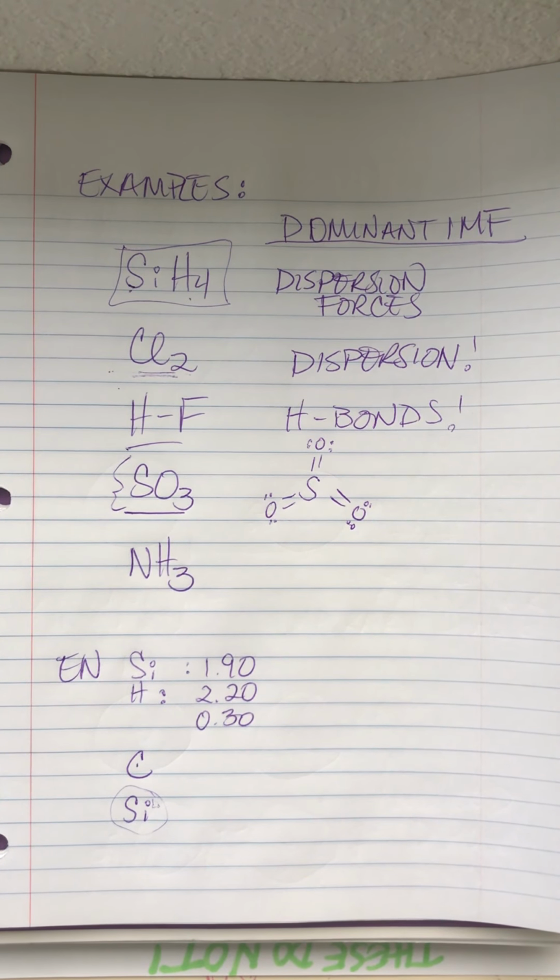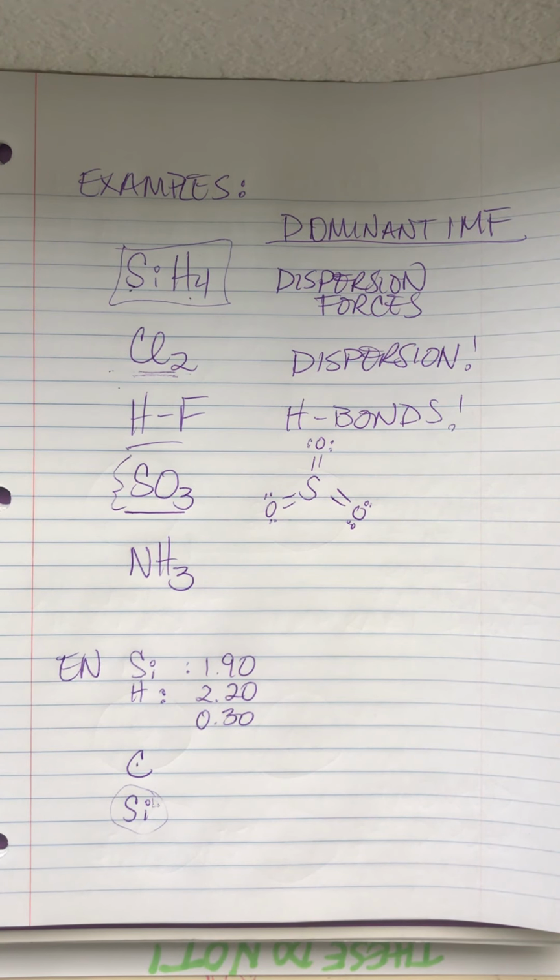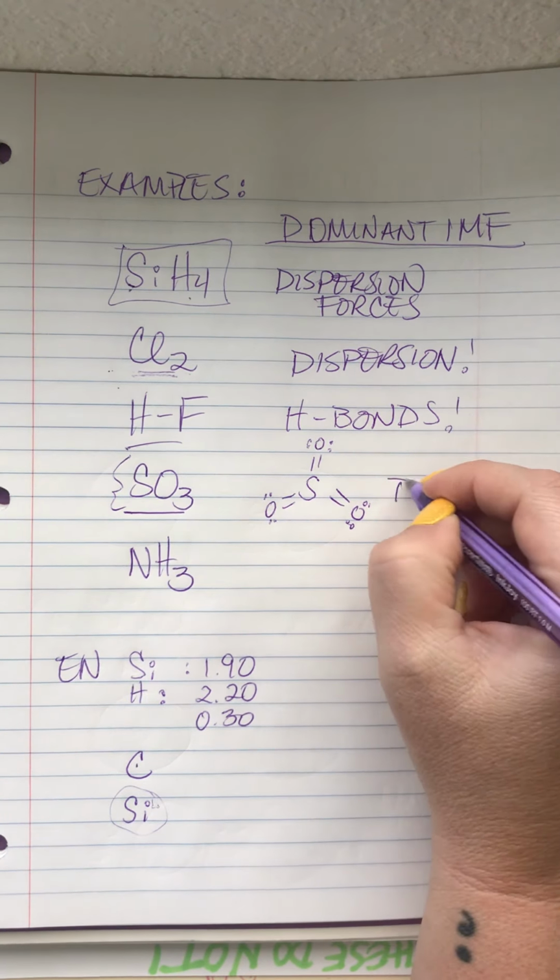I just happen to know that that's what the structure looks like, so if you didn't do that in your mind immediately, that's totally fine. But that's the structure of sulfur trioxide, right? So when you look at the structure, I think it's a little bit easier to see that it's nonpolar, right? Does that make sense? So then what are the dominant intermolecular forces here? Dispersion.